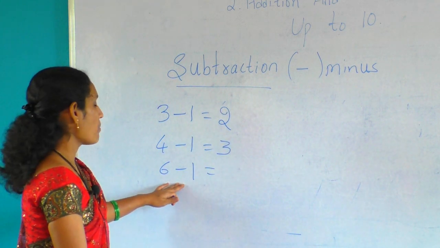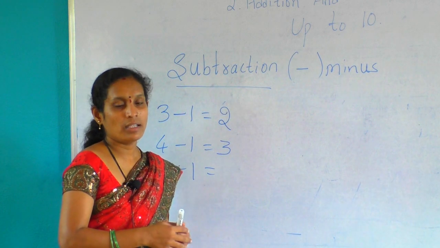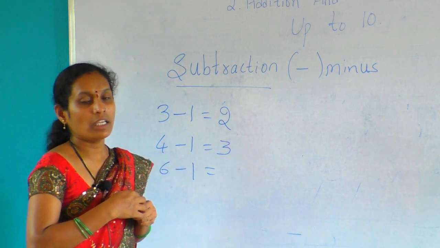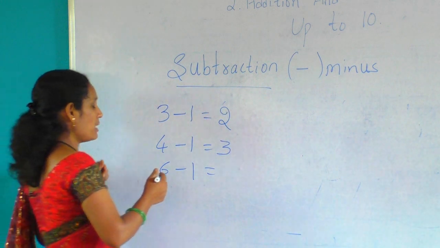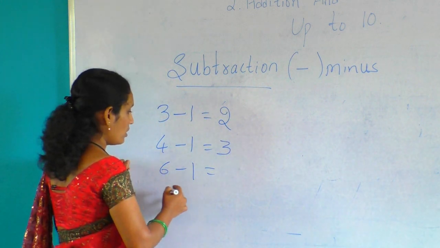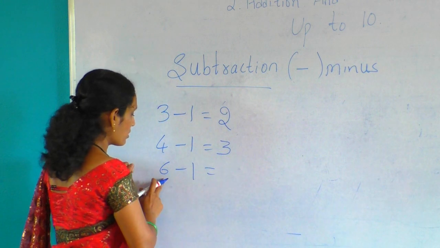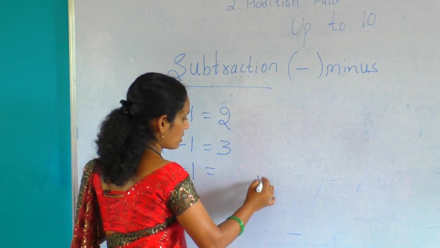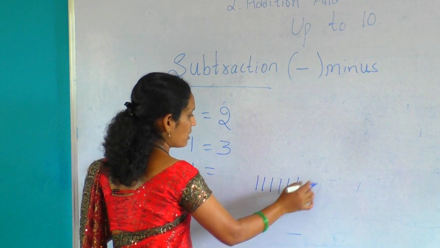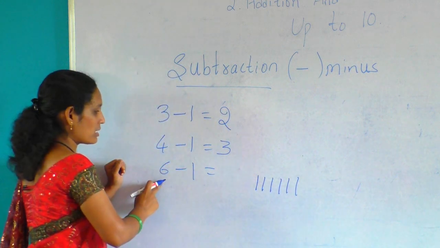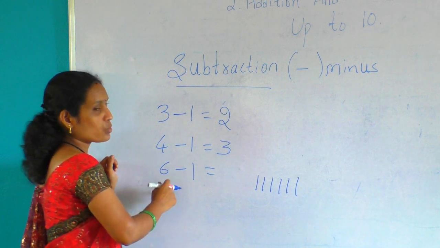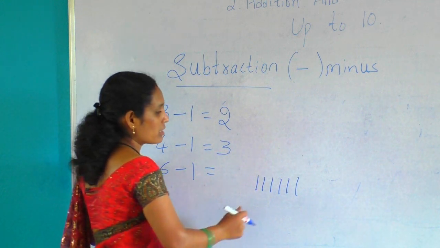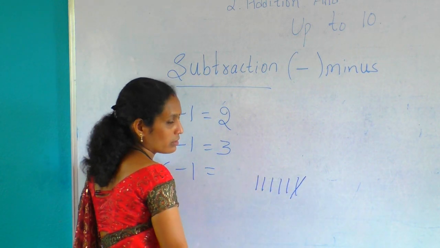Next, 6 minus 1. If you are confused by counting on your fingers, just draw strikes here. 6 means 6 strikes: 1, 2, 3, 4, 5, 6. Minus 1 means we should strike out 1.